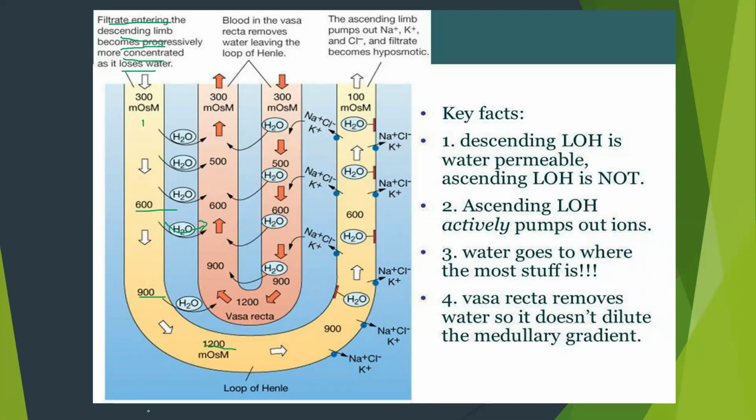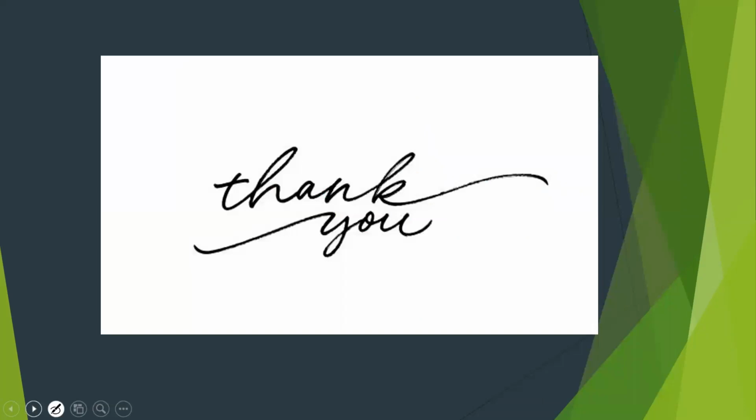Now, when the filtrate passes into the ascending limb, which is permeable to NaCl, you can see the arrow moving here. The NaCl is going out, and as the NaCl moves out, the osmolarity is decreasing and the liquid is becoming dilute. So this counter current helps in maintaining the osmolarity.